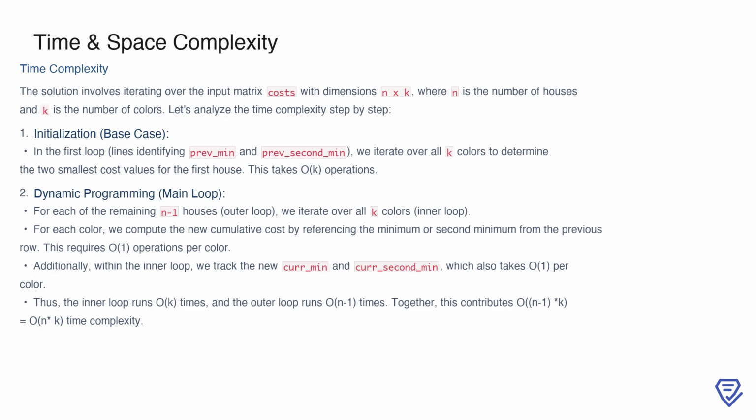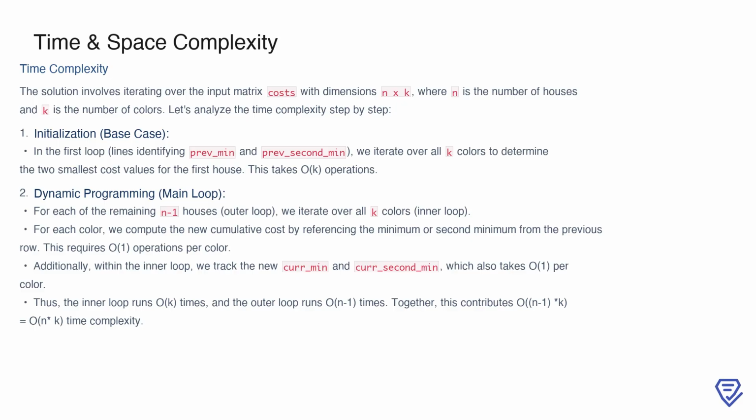To analyze the time complexity of our solution, let's start with the initialization step. In the first loop, we iterate through all k colors to determine the two smallest cost values for the first house. This step involves only a single pass over the k colors, so it takes O(k) time.